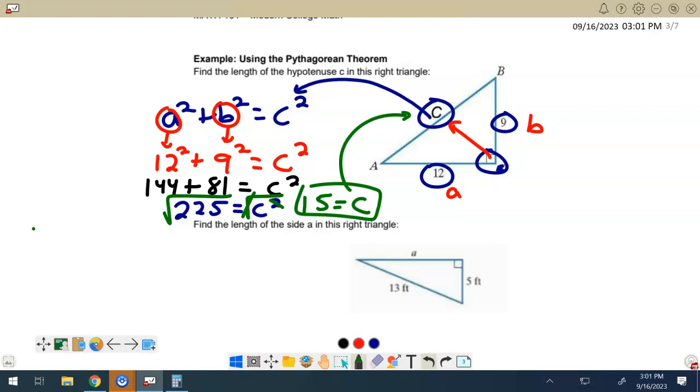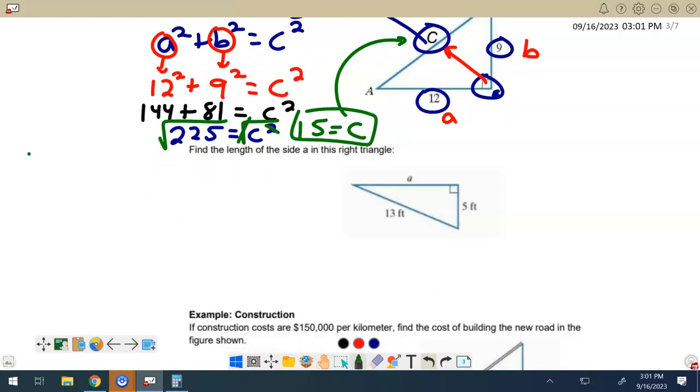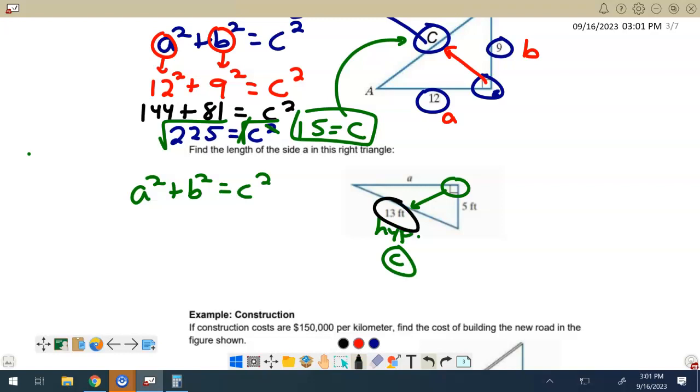All right, let's look at this next example. Now this time, they give me the hypotenuse, right? So here's the 90-degree angle. The side opposite the 90-degree angle is the hypotenuse, which is going to be my value for C. That has to be C in the formula a squared plus b squared equals c squared. C has to be the 13, right? So 13 has to get plugged in here.